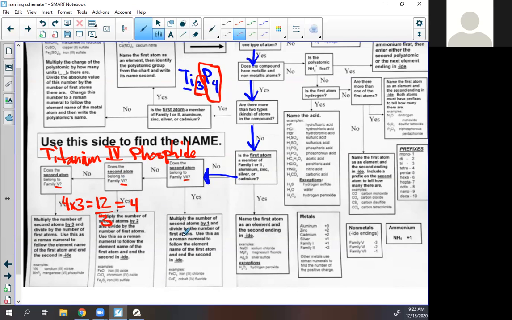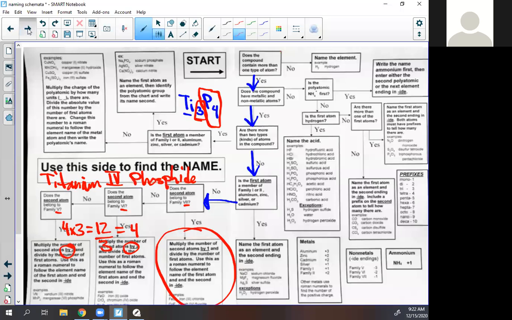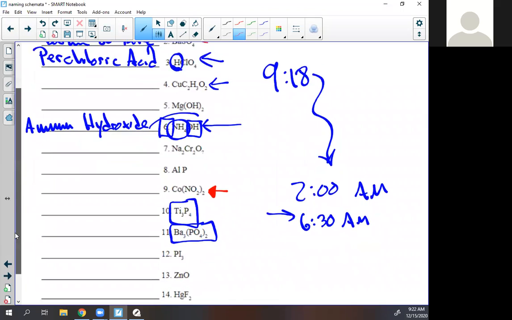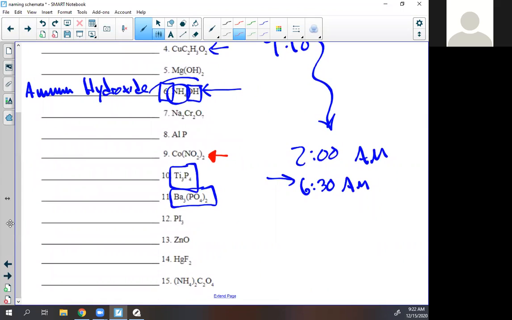Now this one bugs people because it just says multiply the number of second atoms by 1. And you're like, why would I need to do that? But it's just following. For family 5, it's 3. Family 6, it's 2. And family 7, it's 1. So just follow the instructions and you'll be okay. I promise.